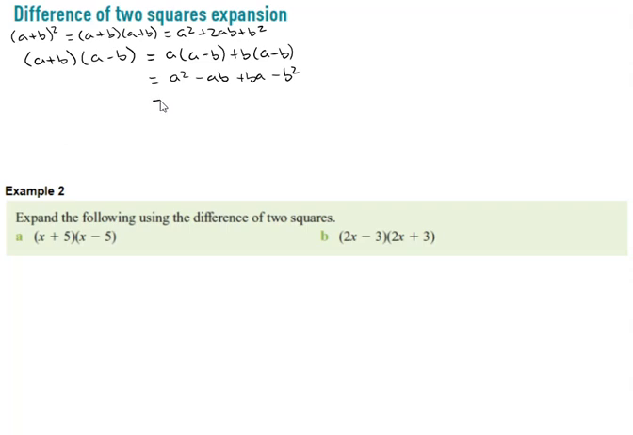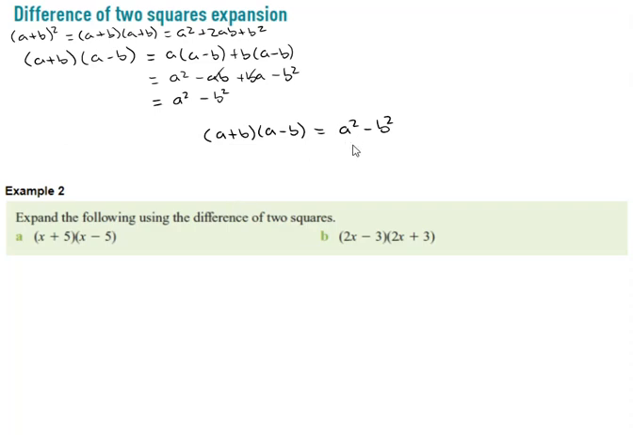Now, a squared will be there, minus ab plus an ab actually disappear. So they actually disappear, and we're left with minus b squared. So this is a very special one, where, and I'll write it out here so we can see it in full, we have a plus b, we have a minus b, and that equals a squared minus b squared. A squared minus b squared.